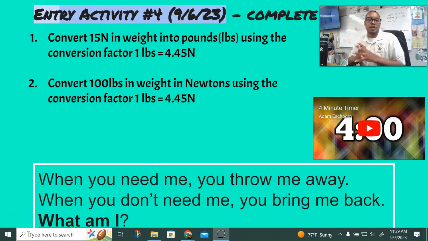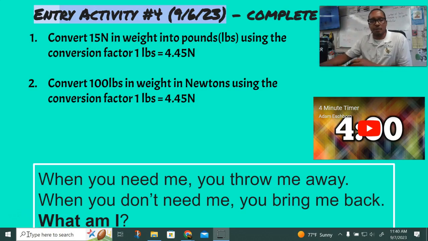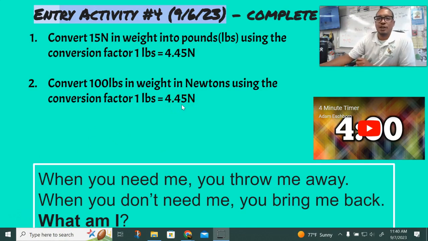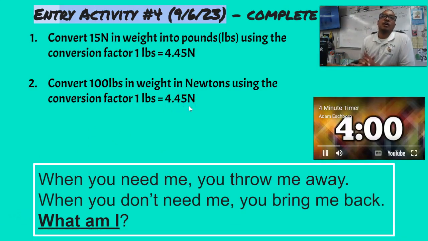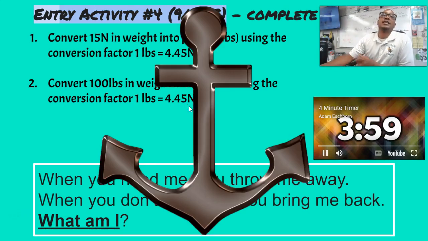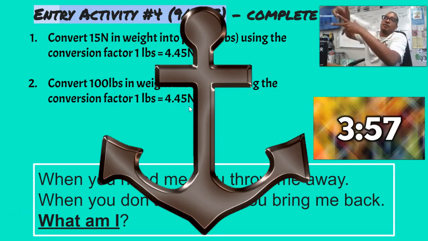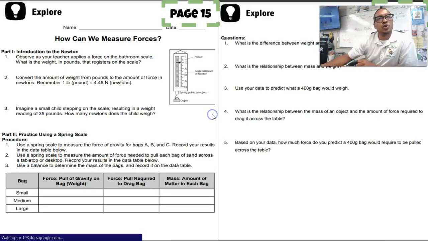When you need me, you throw me away. When you don't need me, you bring me back. What am I? Hopefully you got what this is. Some people were saying toilet paper. Some people said trash bag. But let's go here. The answer really is an anchor. So you throw an anchor out, and that's when you need it, but you pull it back up when you don't need it. All right, cool.